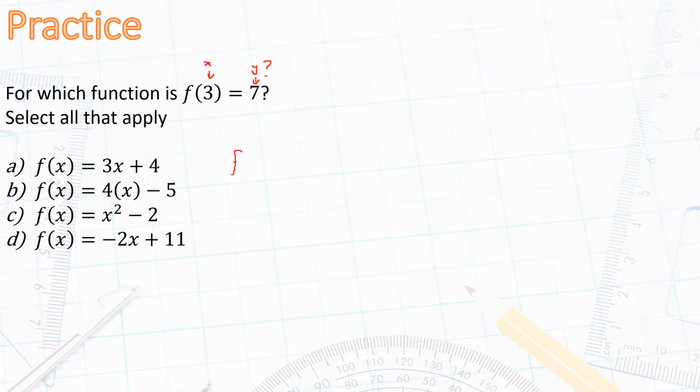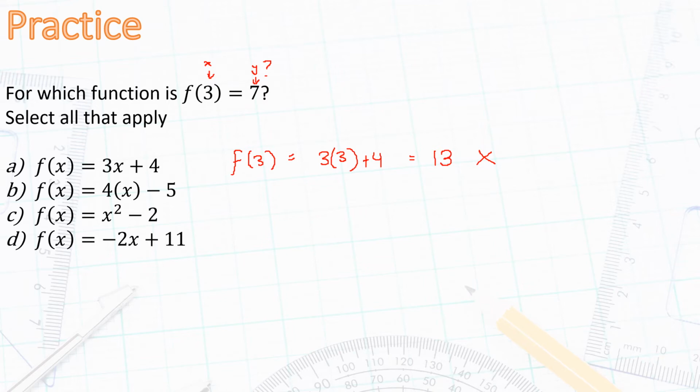So for A, f of 3 is 3 times 3 plus 4. 3 times 3 is 9, plus 4 is 13. So that is not true. The output was 13, not 7, so it's not A. Pause the video, do the rest of them, and see which ones out of B, C, and D do fit that description where the output is 7 when the x value is 3.